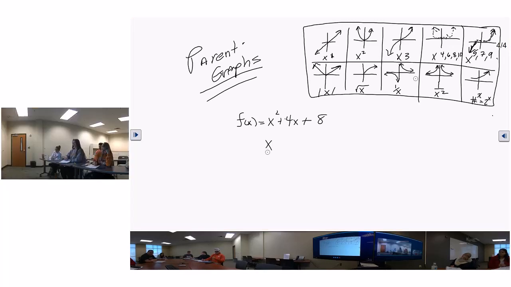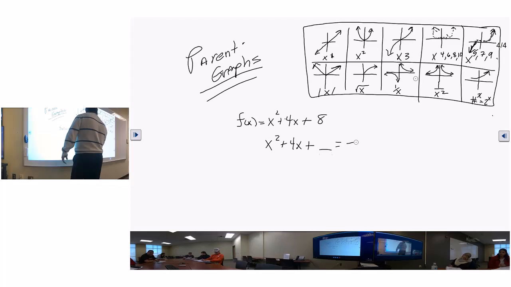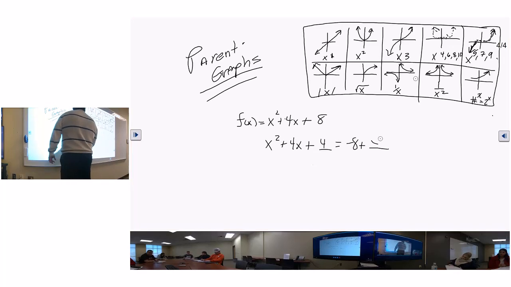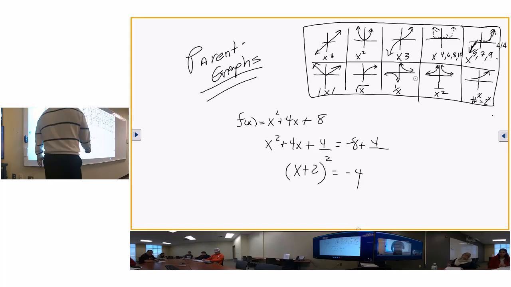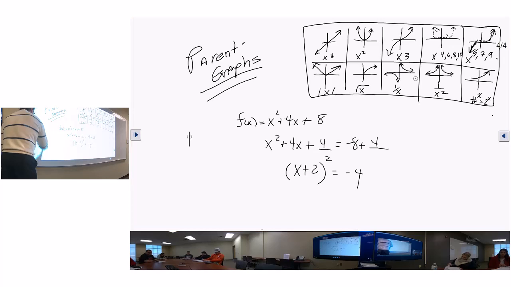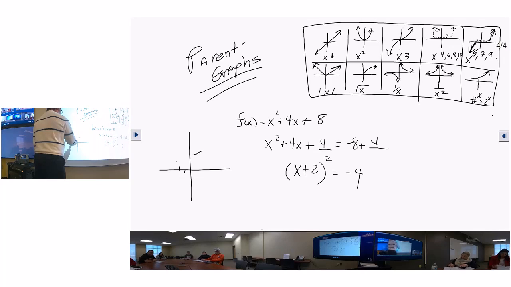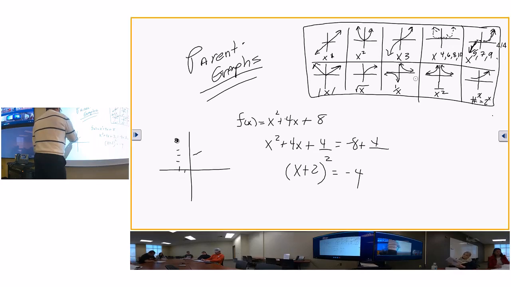You get it into this form: x squared plus 4x plus blank is equal to negative 8 plus blank. Half of 4 is 2. 2 squared is 4. X plus 2 quantity squared is equal to negative 4. And you know you don't have any x-intercepts. The vertex is negative 2, positive 4. So you know you don't have x-intercepts, so it looks like this.